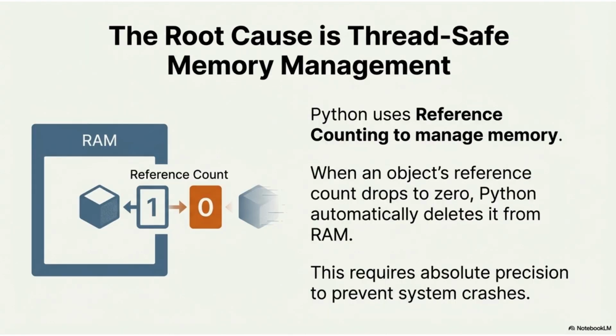The root cause of the GIL is the need for thread-safe memory management. Python uses reference counting to manage memory. When an object's reference count drops to 0, Python deletes it from RAM. This process requires absolute precision to prevent system crashes.